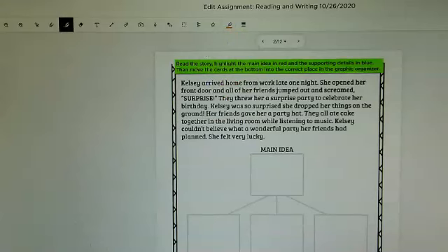So, which sentence in here tells us that they threw her a surprise party? It's not the first one this time. It's this one. They threw her a surprise party to celebrate her birthday. Okay, that's our main idea. It's what the paragraph is mostly talking about. It's the most important information that the author wants to give us. Now we need to find the details that support the fact we know she's having a surprise party.